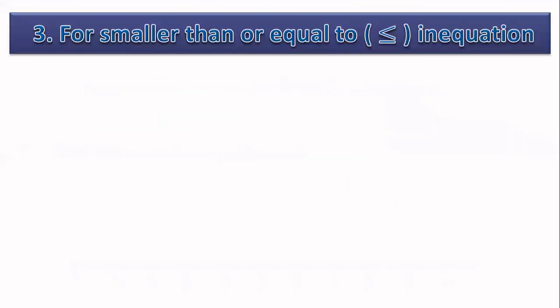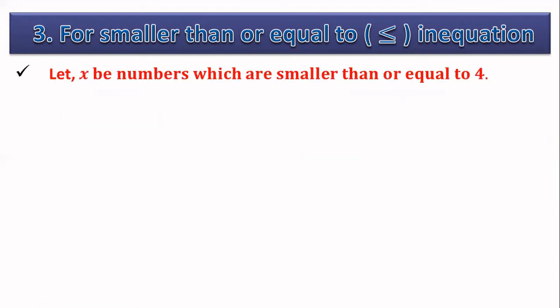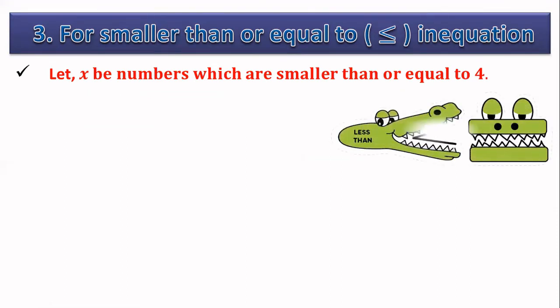Okay, everyone. Now, number 3, the smaller than or equal to inequation, or the less than or equal to inequation. So here also let us consider x be numbers which are smaller than or equal to 4. So mathematically it can be written as x is less than or equals to 4. Okay, now can you guess what the solution set of this inequation will be?